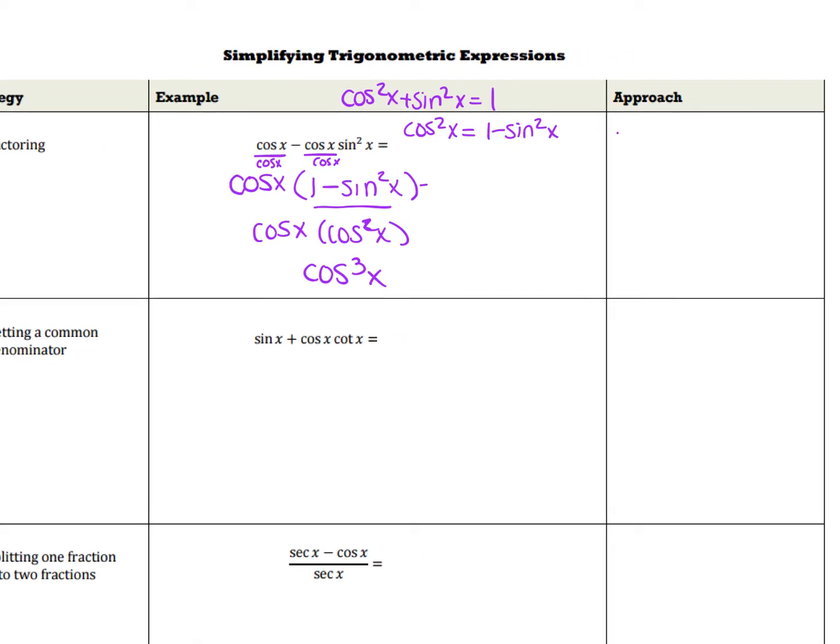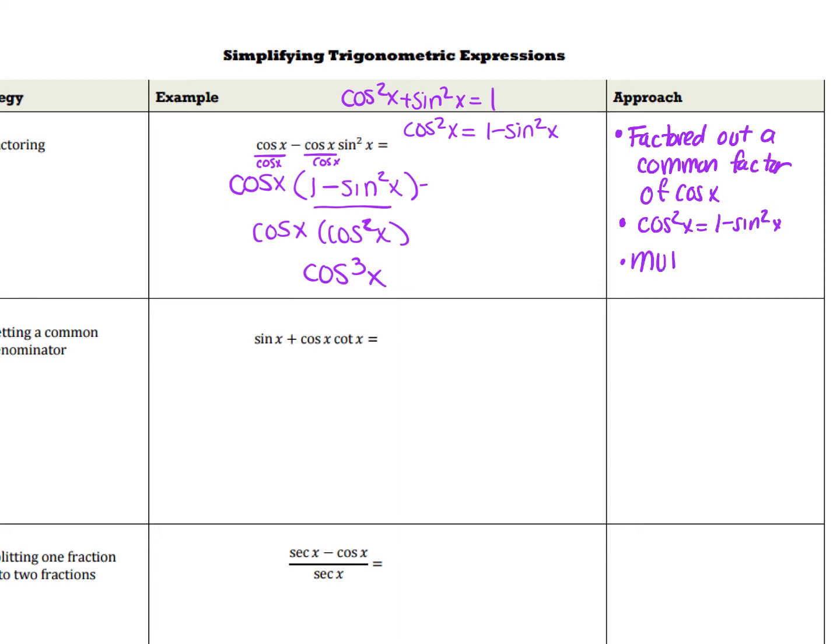All right, so what did we do? First, we factored out a common factor of cosine. Then we used the identity that we know that cosine squared is equal to 1 minus sine squared. And then we multiplied cosine and cosine squared together.